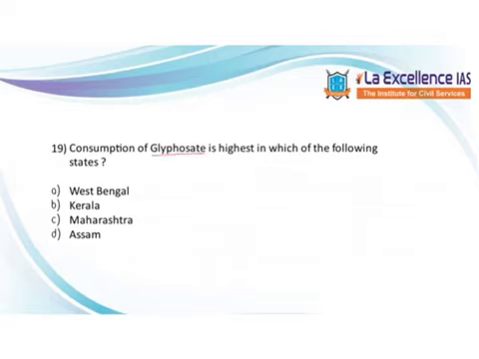Consumption of glyphosate is highest in which of the following states? See, first of all, what is this glyphosate? Glyphosate is basically an herbicide, that is an agent which is used to kill unwanted plants. So these are usually sprayed on the leaves of the plants to kill the weeds. Okay, it has a very good market size in West Bengal and Assam with respect to the tea sector.